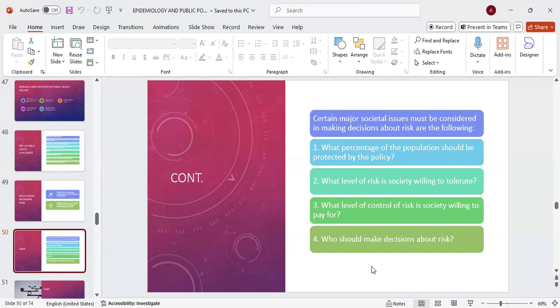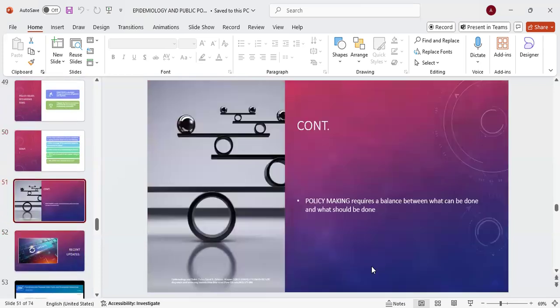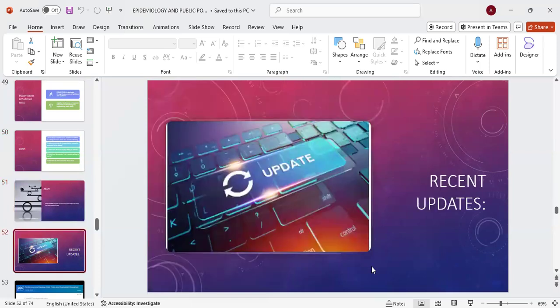Number one, what percentage of the population should be protected by the policy, and what level of risk is society willing to tolerate? Number three, what level of control of risk is society willing to pay for? Number four, who should make decisions about the risk? Policy making requires a balance between what can be done and what should be done.